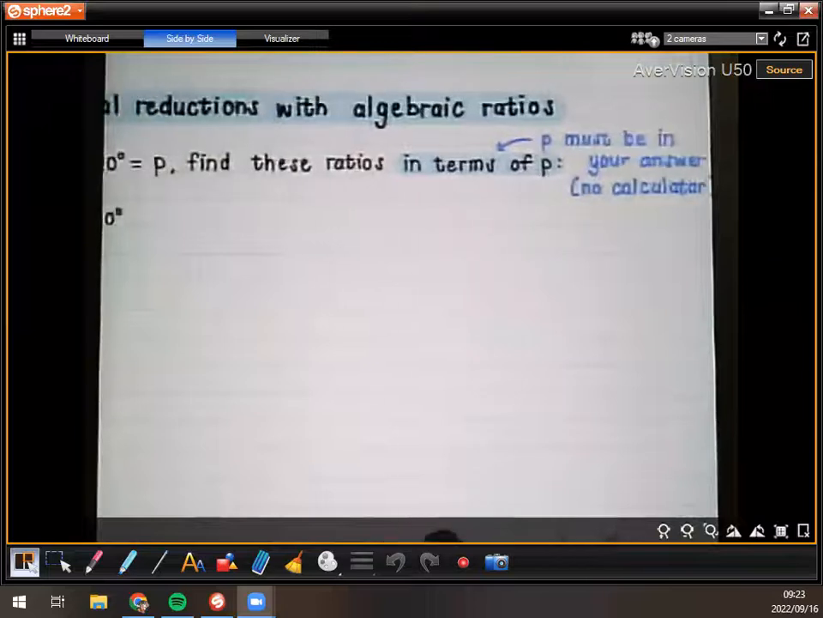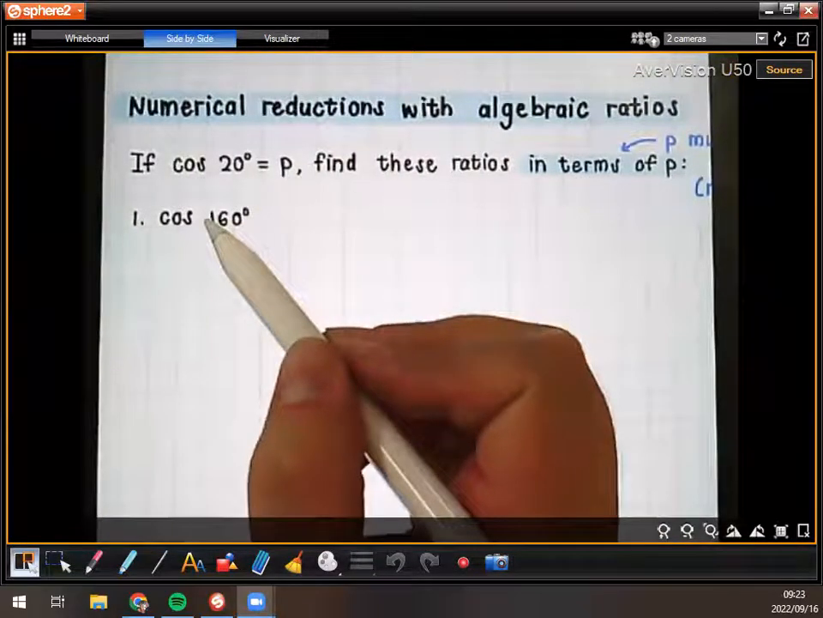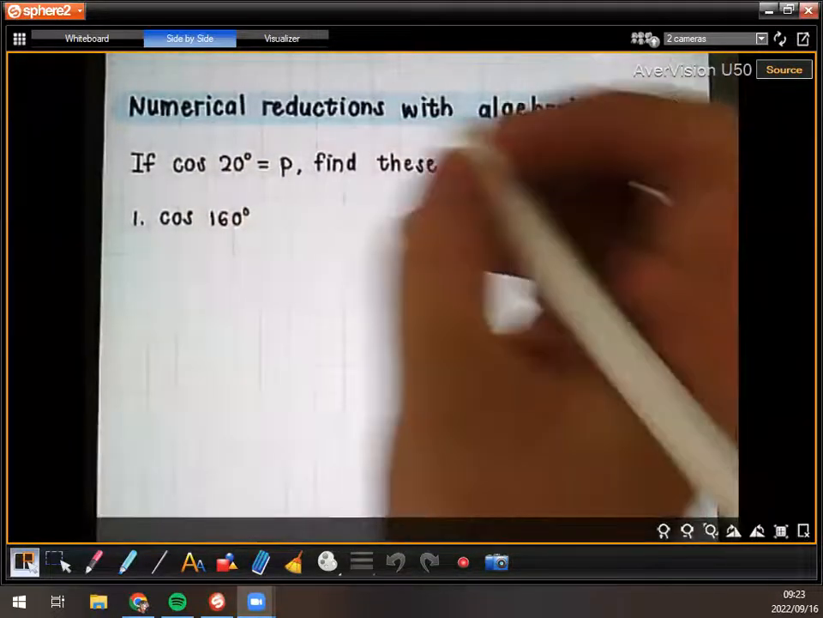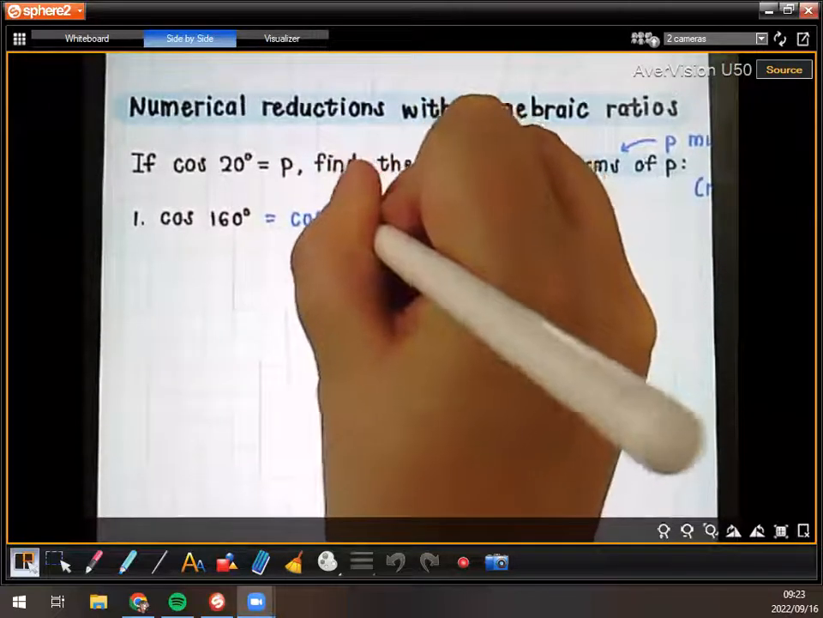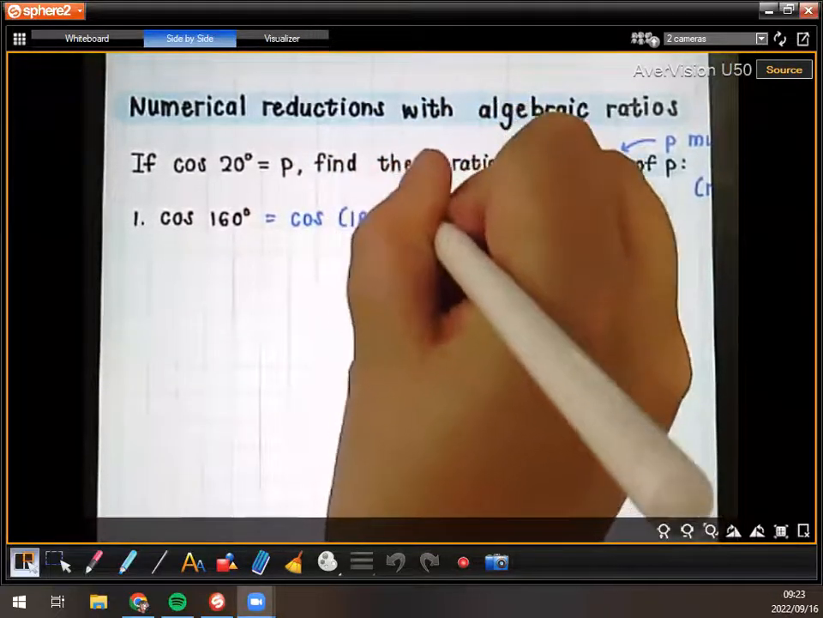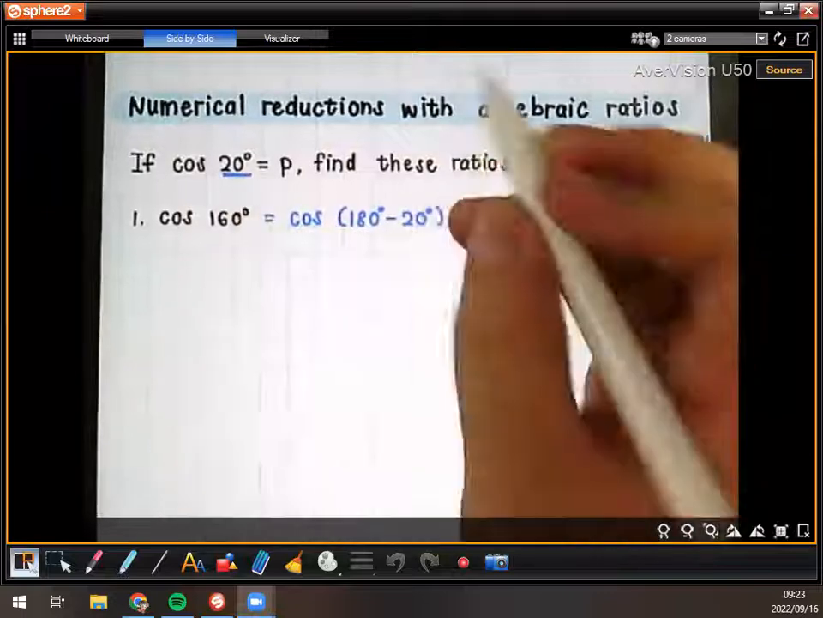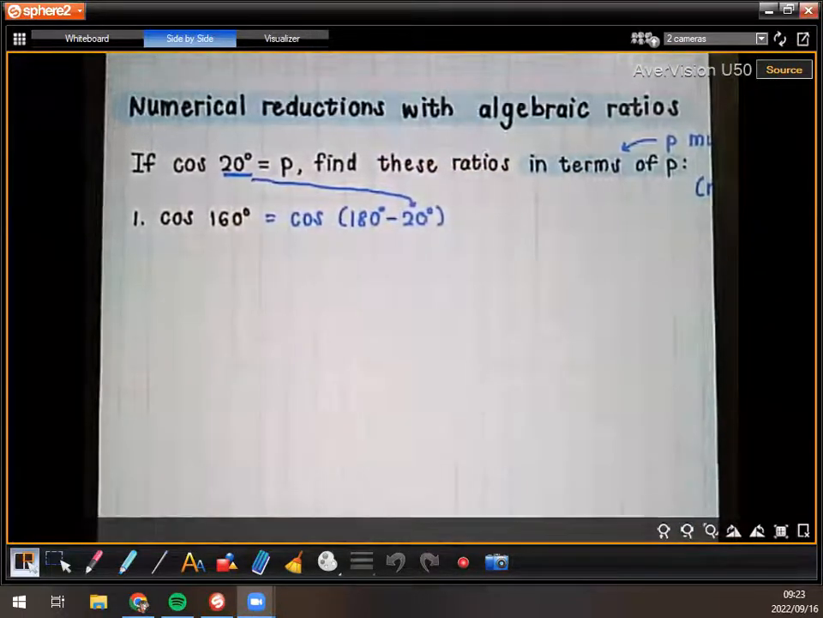All right, now cos 160, guys, can I express 160 in a different way? And preferably using 20 because that's the angle that they gave us. Yes. Good. Cos 160 is cos of 180 minus 20. So what I'm doing is I'm taking the angle that they gave me and expressing this angle that they're now supposed to be working with in terms of that angle, in terms of 20.